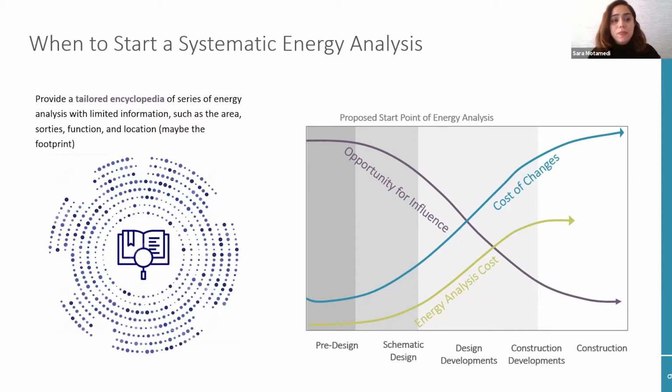And so what if we just provide some sort of tailored encyclopedia of energy analysis for them, for their project? Maybe just a guidebook with the limited information that we have, such as area, number of stories, function, and location. If we have the footprint, that's fine. But if you don't, as long as we have the area, we are set to go. And then they can refer to the encyclopedia whenever they want.